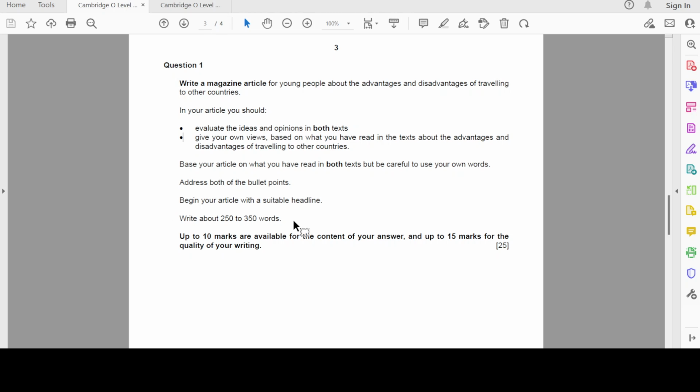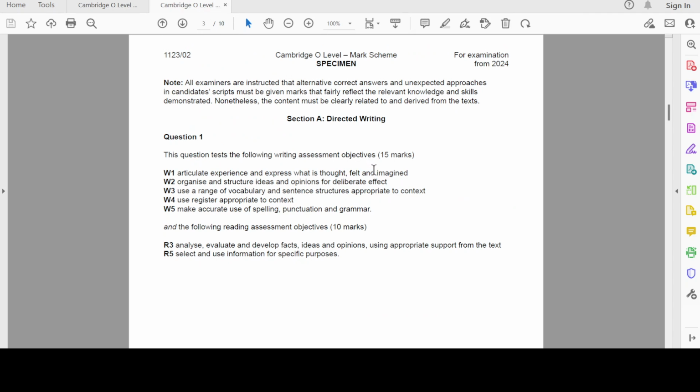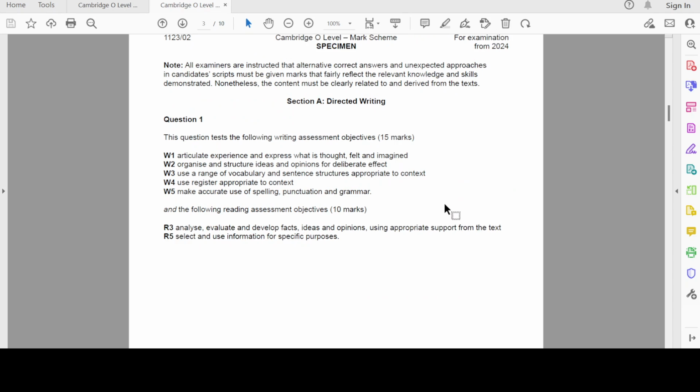Write about 250 to 350 words, and that's 25 marks in total. So 10 marks for the content and 15 for the quality of writing. Okay, so the content is coming from the text and your own views, and then the quality of your writing, how well you've presented it, how well you've structured it, right? All of that for 15 marks. Now let's take a look at the actual marking scheme.